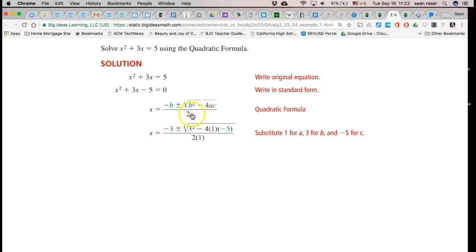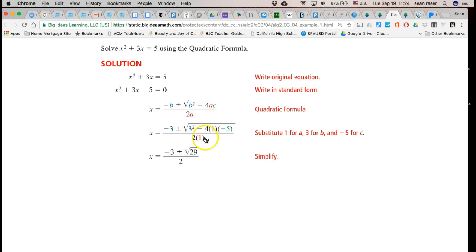So again, we plugged in 1 for a, 3 for b, and negative 5 for c. And what we're going to do is just go ahead and simplify this in the correct order. So let's go ahead first. We want to simplify what's under the radical. So we've got 4 times 1 times negative 5, so that's negative 20. So 3 squared minus negative 20 is going to give us 29. So we have negative 3 plus or minus the square root of 29, and then 2 times 1 is 2.